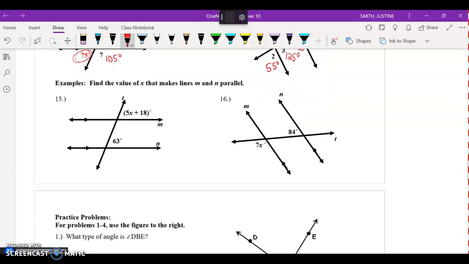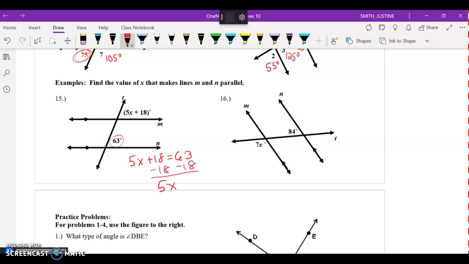Okay, the last thing here would be 15. If you have 5x plus 18, and this is 63, and these are corresponding, we can set up an equation to solve this. We're going to do 63 minus 18 to get 45, and x is going to be 9.